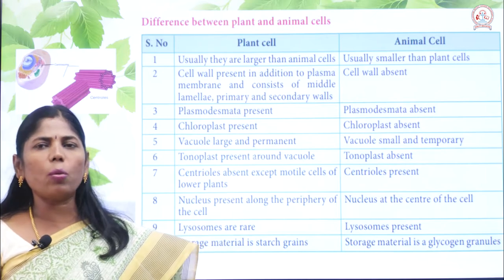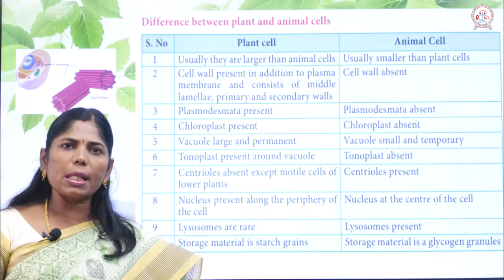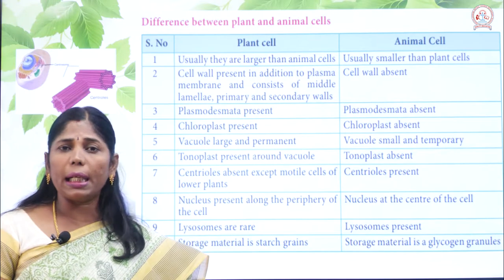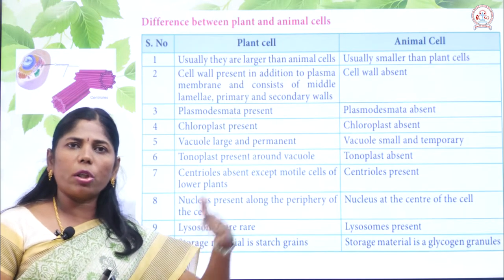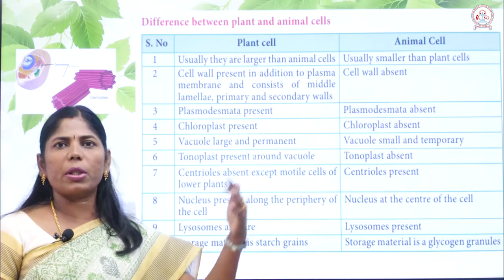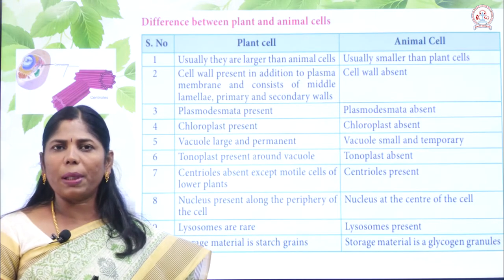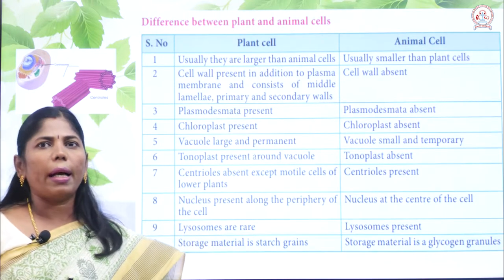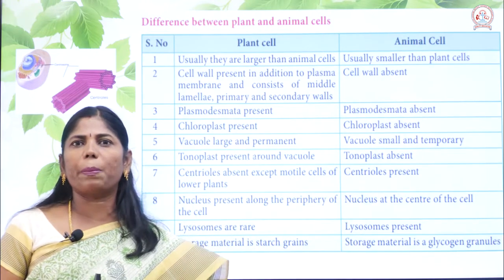See once again the main differences between the plant cell and animal cells. The first one: here is a larger cell, that is a smaller cell. Next, the cell wall is present, and it consists of 3 layers: primary wall, secondary wall and middle lamellae. And the cell wall is absent here. Here the plasmodesmata is present, and it is absent there. Next, chloroplast is present. Because of the presence of chloroplast, plants are considered autotrophic organisms. And the vacuole is large and permanent, but here it is small in size and temporary in position.